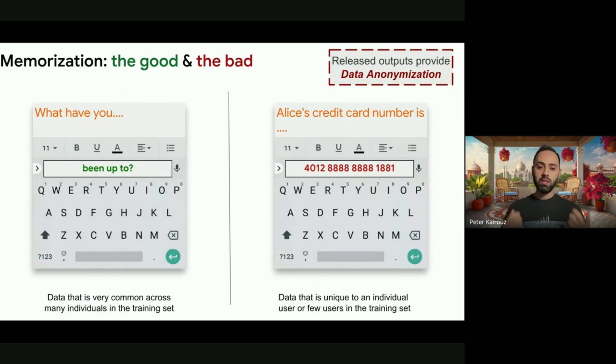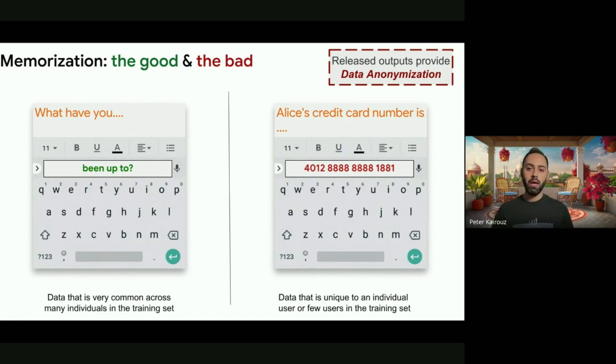You would like, when you take your keyboard on your phone and type what have you, for it to complete it with "been up to", because that's a very common pattern that a lot of people who are English speakers use. Whereas on the right-hand side, if you take your keyboard and you type "Alice's credit card number is", you definitely don't want the model to spit out Alice's credit card number.